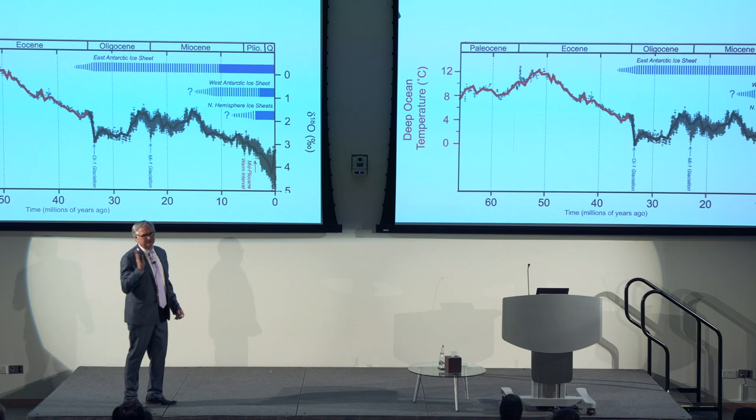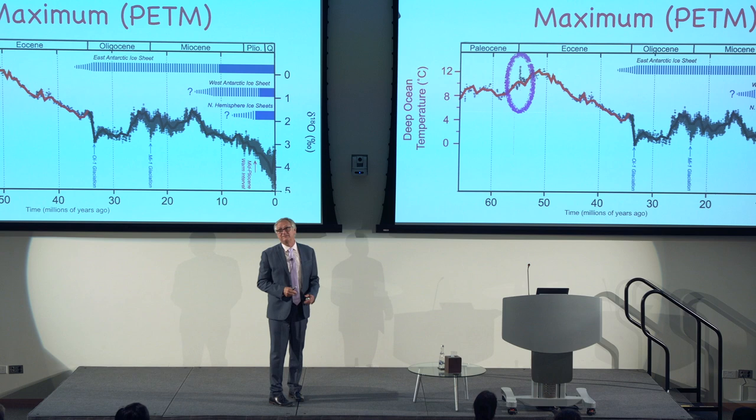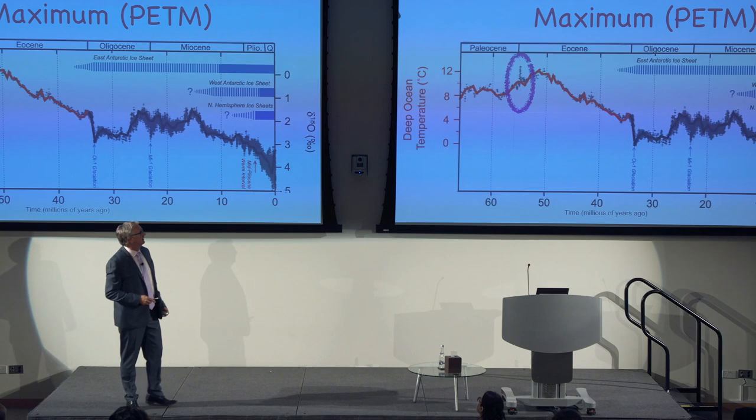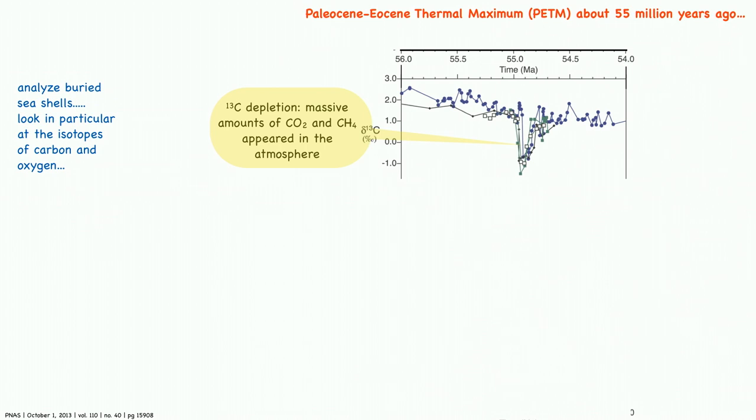Oops, what's this? That's called the Paleocene-Eocene thermal maximum. It happened about 55 million years ago. It's a very interesting and poignant event for us to study. So why is that? Well, what we do is we analyze these seashells, and we look now at the isotopes of carbon and oxygen. And when we do that, we see that right about this time, there was a huge and massive amount of either CO2 or methane dumped into the atmosphere.